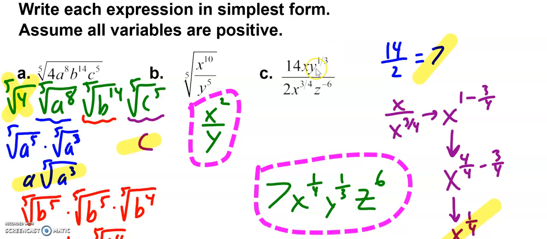The y to the 1/3 has nothing to combine with. And then z to the -6th, well, since this is in the denominator with the negative exponent, I can bring it up to the numerator with a positive exponent. So that's how I get my answer of 7, x to the 1/4, y to the 1/3, z to the 6th.